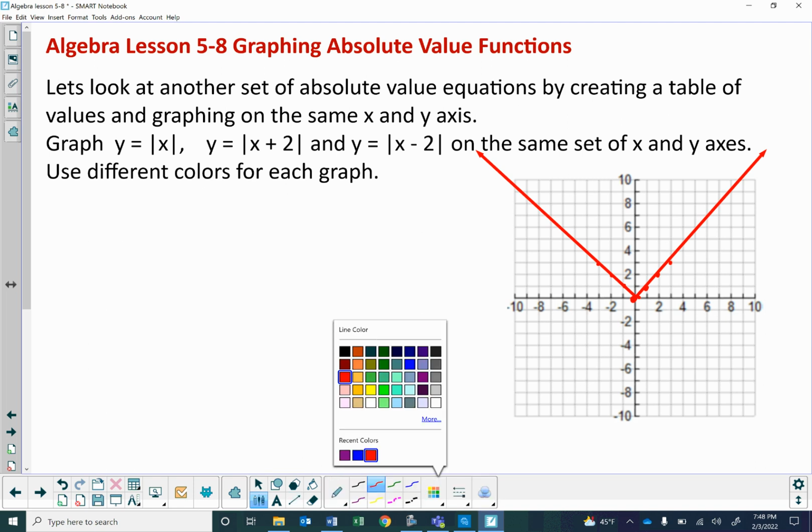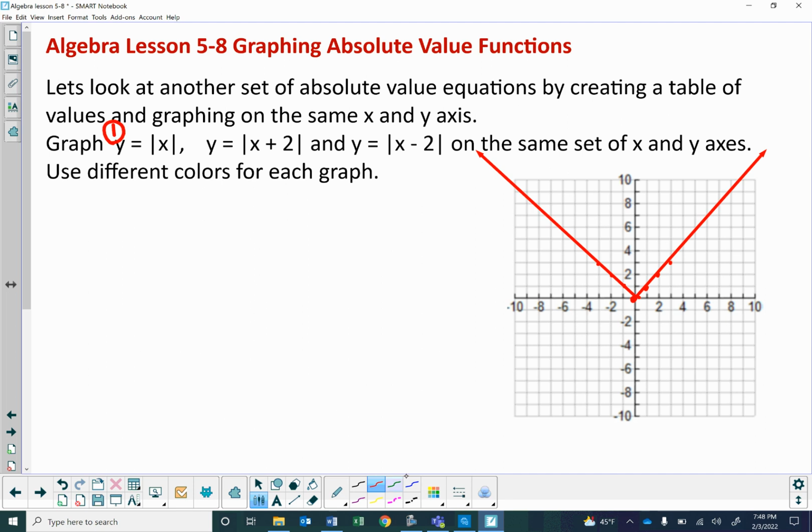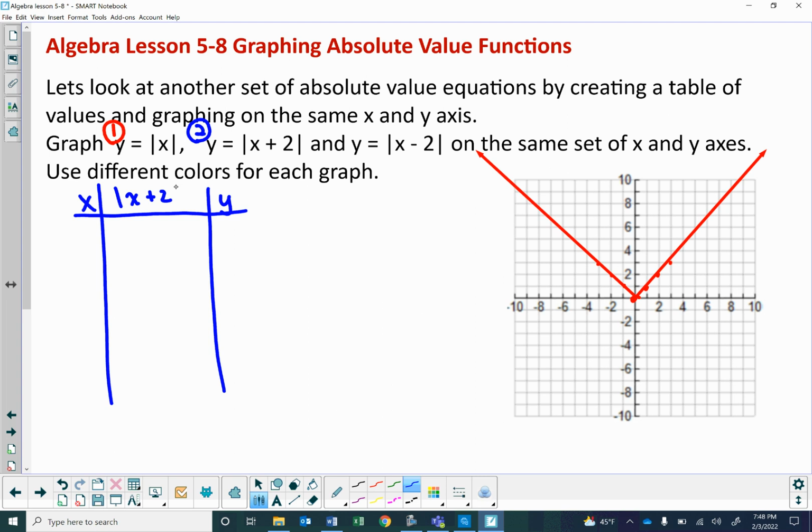So this one is equation 1. I'm going to graph y equals absolute value of x plus 2. Now notice here the 2 is inside the absolute value symbol. So if I do absolute value of x plus 2, everything's in the absolute value. Let's use my famous negative 2, negative 1, 0, 1, and 2.